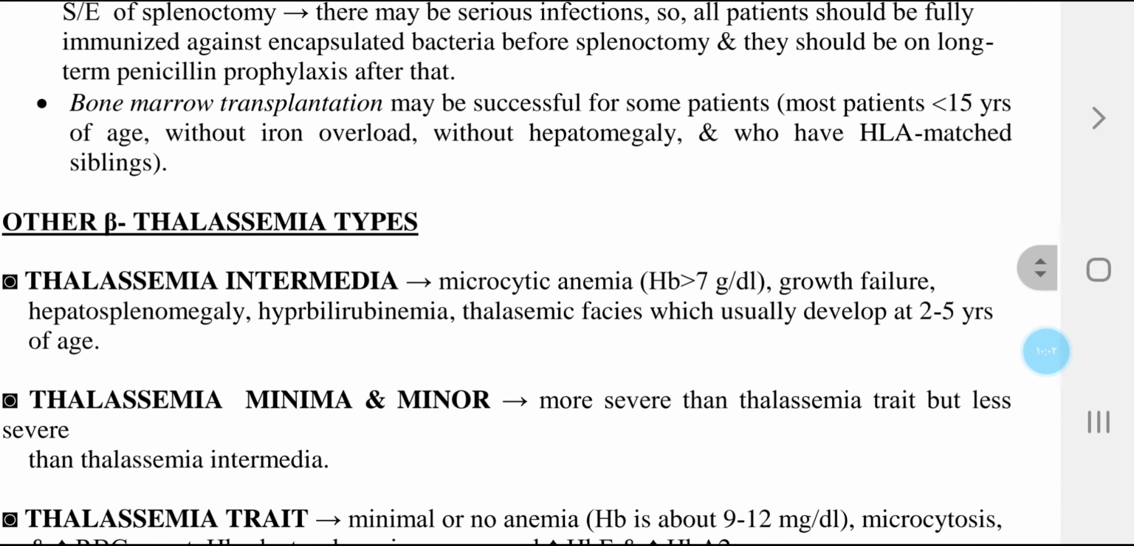Other types of beta thalassemia include thalassemia intermedia, presenting as microcytic anemia, hemoglobin more than 7 grams per deciliter, growth failure, hepatosplenomegaly, hyperbilirubinemia, and thalassemic facies, which usually develop at 2 to 5 years of age.